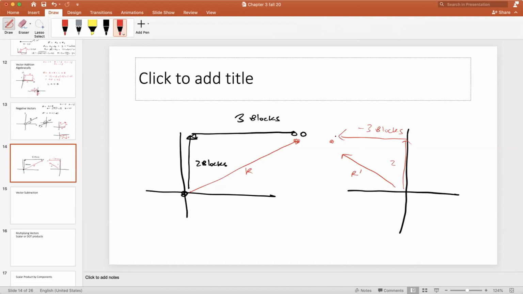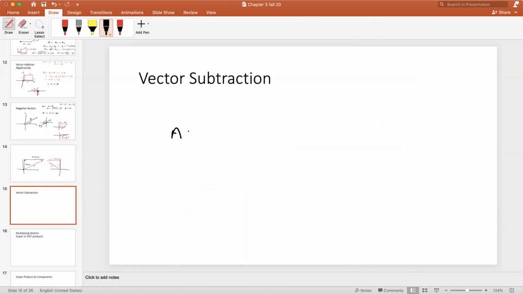It's simple. You just flip the direction. You still attach the tail of B to the tip of A, but you flip the direction, okay? That is vector subtraction. So for vector subtraction, we write that A plus B is equal to B plus A, and A minus B is equal to A plus minus B, okay? That's all you have to know. You just flip B by 180 degrees if you want to subtract it. That's all. And that's really it for vector addition and subtraction.